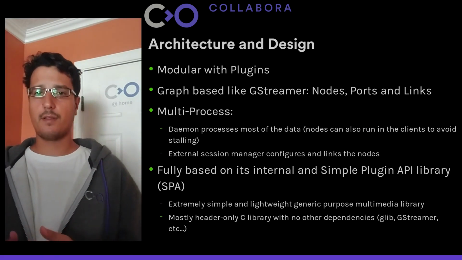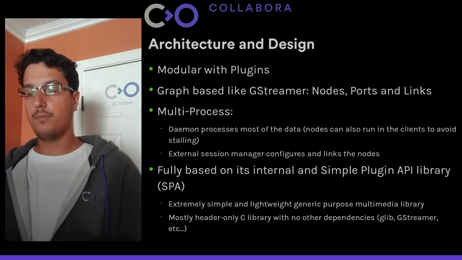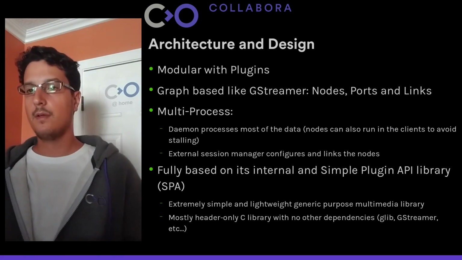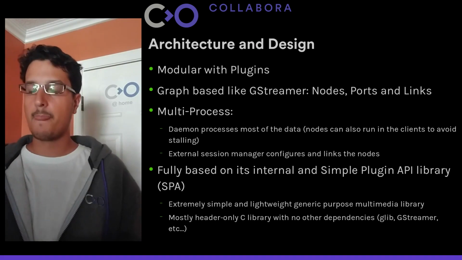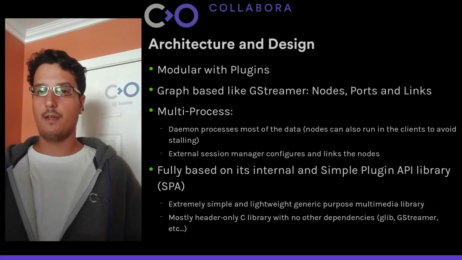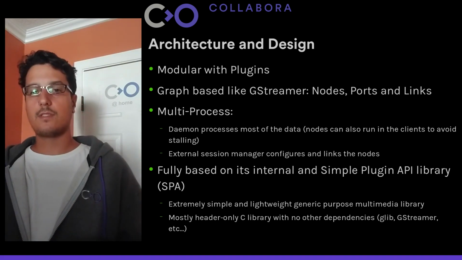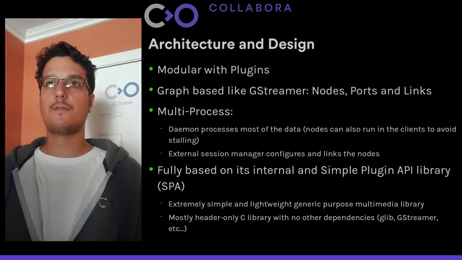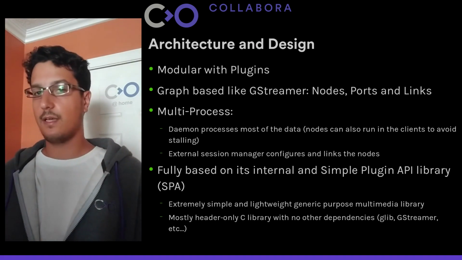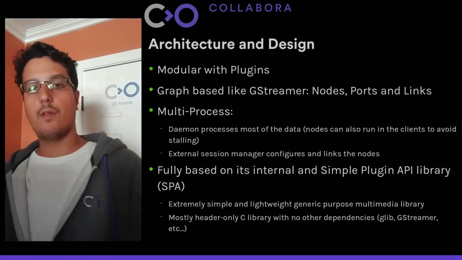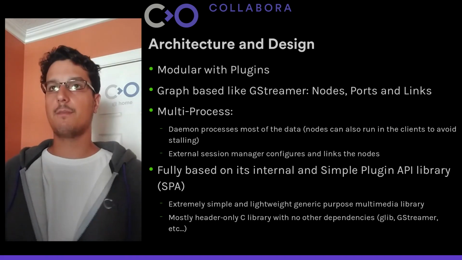Now, another important thing is that like PulseAudio, PipeWire is multi-process. It's a daemon that runs in the background, and then clients connect to it. And the daemon is in charge of processing most of the data, even though nodes can also run in the clients, which can be very useful. For example, we have slow nodes that we don't want to run in the PipeWire daemon, and we want to run them on the clients. This is very useful, for example, for Bluetooth.